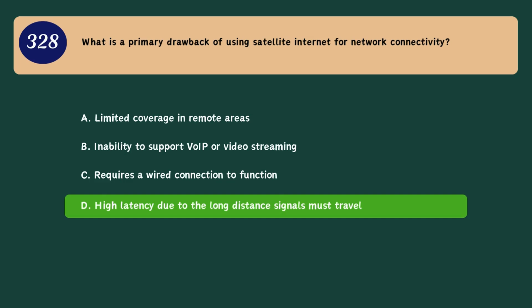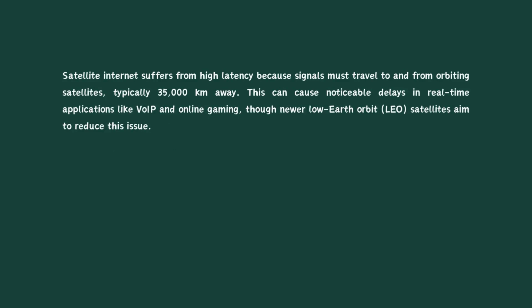Correct answer. D. High latency. Due to the long distance signals must travel. Satellite internet suffers from high latency because signals must travel to and from orbiting satellites, typically 35,000 kilometers away. This can cause noticeable delays in real-time applications like VoIP and online gaming, though newer low Earth orbit satellites aim to reduce this issue.